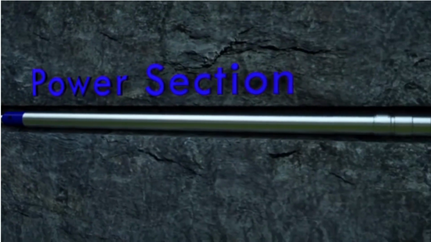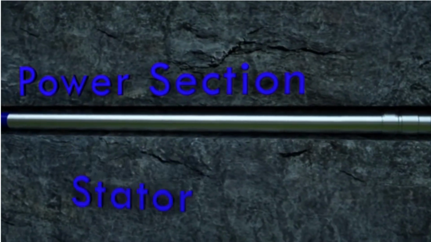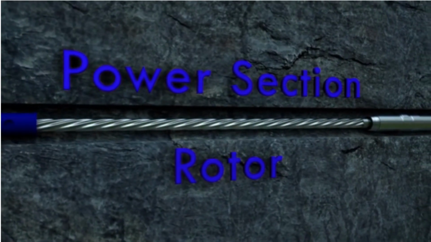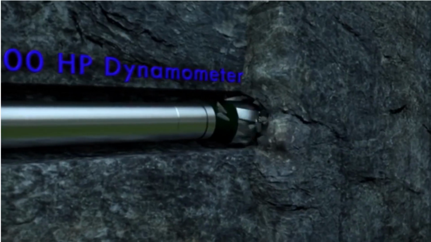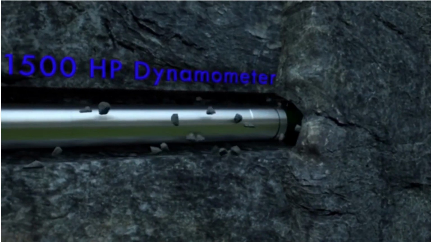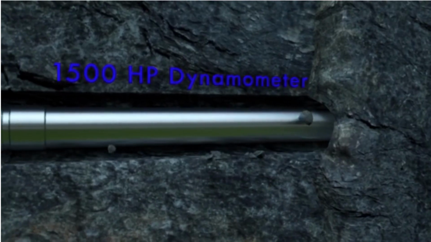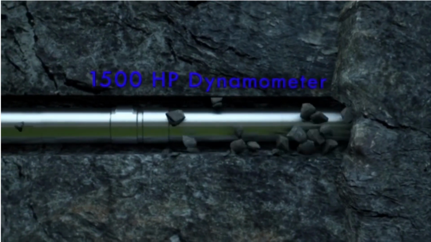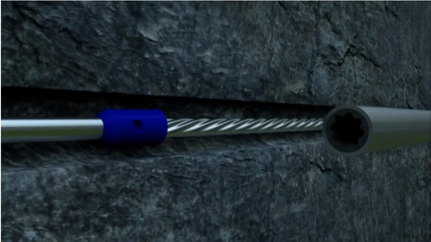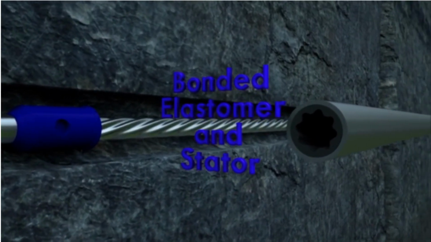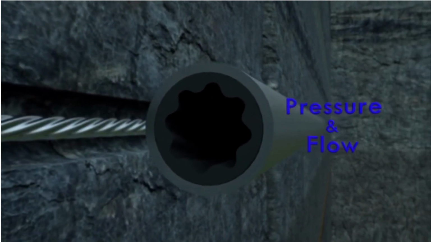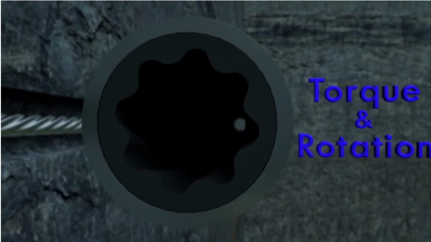Dynadrill's power section, which includes the stator, elastomer, and rotor, is built for endurance. To ensure it can handle long production hours and extreme drilling applications, Dynadrill extensively tests the power section with our 1500 horsepower dynamometer. The stator has a uniquely formed elastomer bonded inside the stator housing that forms a sealed fit, which converts pressure and flow of drilling fluid to torque and rotation.